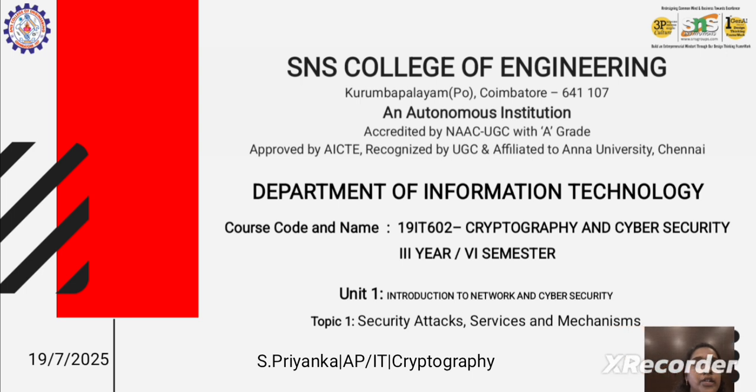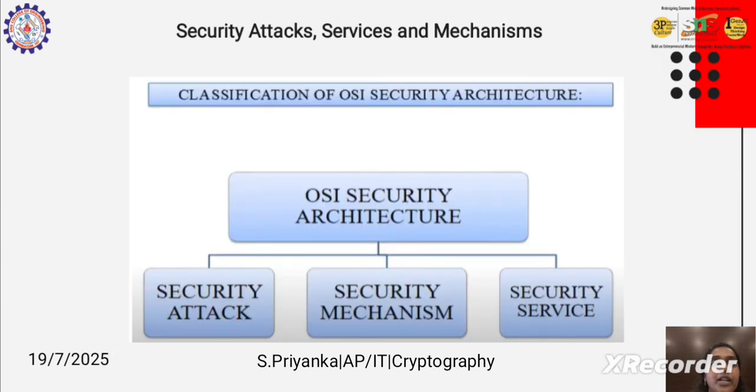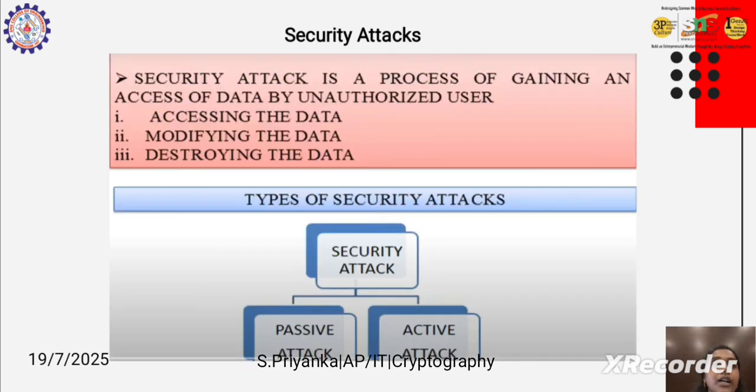Today we are going to see the OSI Security Architecture in detail. First of all, the classification of OSI Security Architecture. It mainly consists of security attack, security mechanism and security services. Let us see security attack in detail.